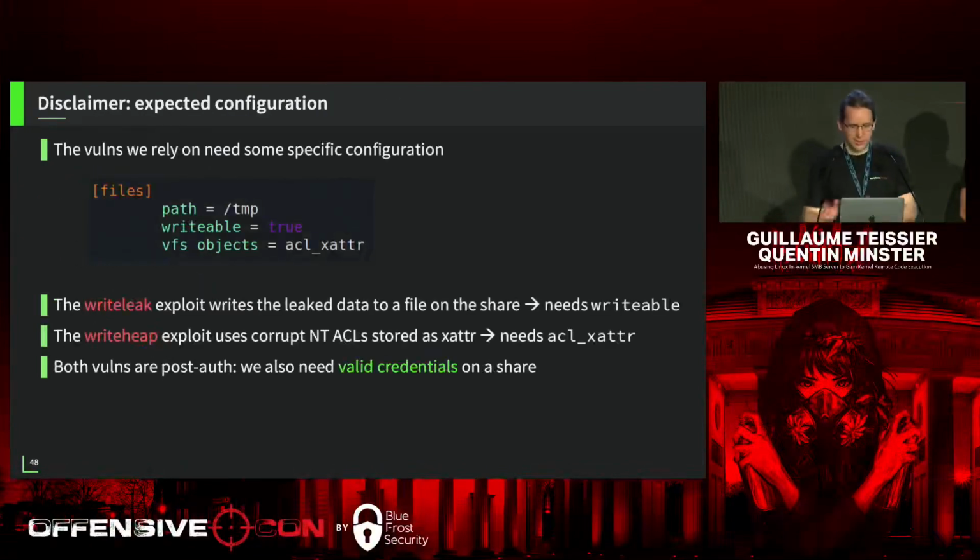In terms of configuration, we need a share. We need access to that share, so we need credentials. The share needs to be writable. That's for the leak primitive, because the leak data will be written to the file and we will read it back. And we need to have the option enabled to enable extended attributes stored ACLs. That's used for the write primitive.